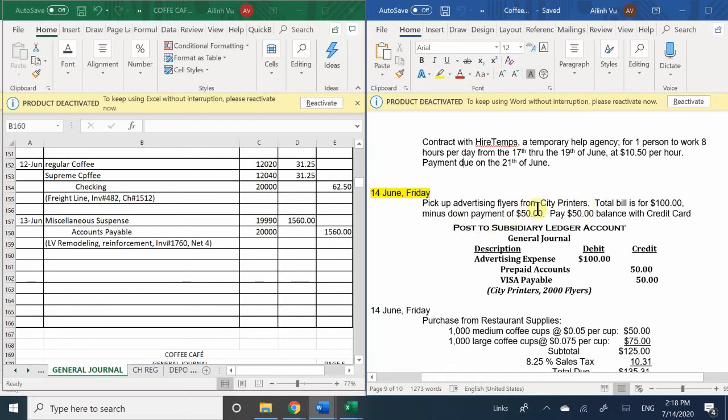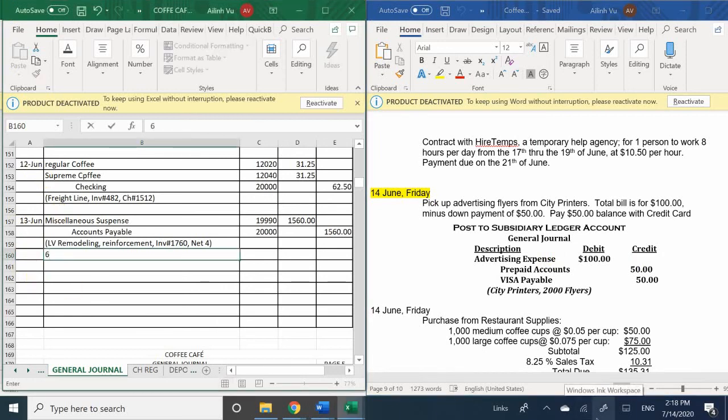Okay, so we owe them another $50 because they charged us $100, but we paid $50 in advance. So now we need to pay the rest. So how do we journalize this? Advertising expense. Correct. And we need to subtract out our prepaid amount, and we're going to charge it on our Visa credit card. So we're going to pay an additional $50 because we've already paid $50 ahead of time. So let's go ahead and journalize this.